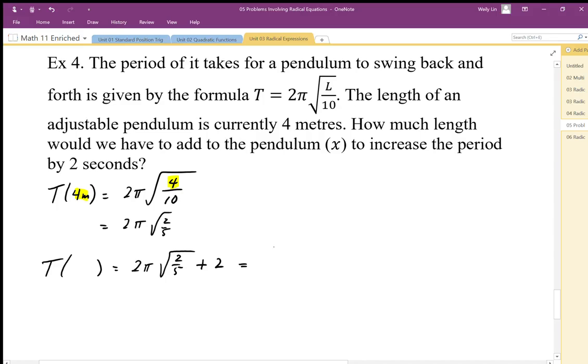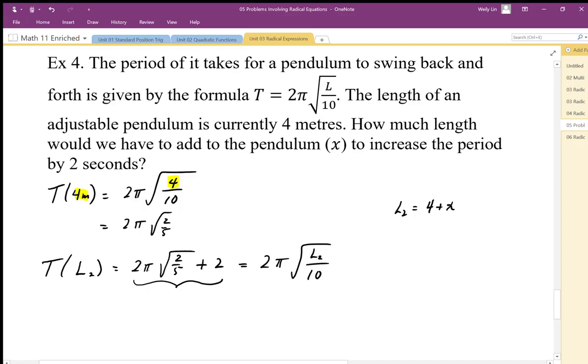Now, if you want to plug in 4 plus x, that's actually going to be okay as well. In fact, that again solves directly for x. So I'm going to write it like this. So this is equal to, this is my new period here, and I'm going to call that length 2. So when I plug in my other length, that's the length 2, and I'm just going to write over here, length 2 is equal to the original length, 4 meters, plus x. Okay, so when I plug that in, I can now solve for that length 2.